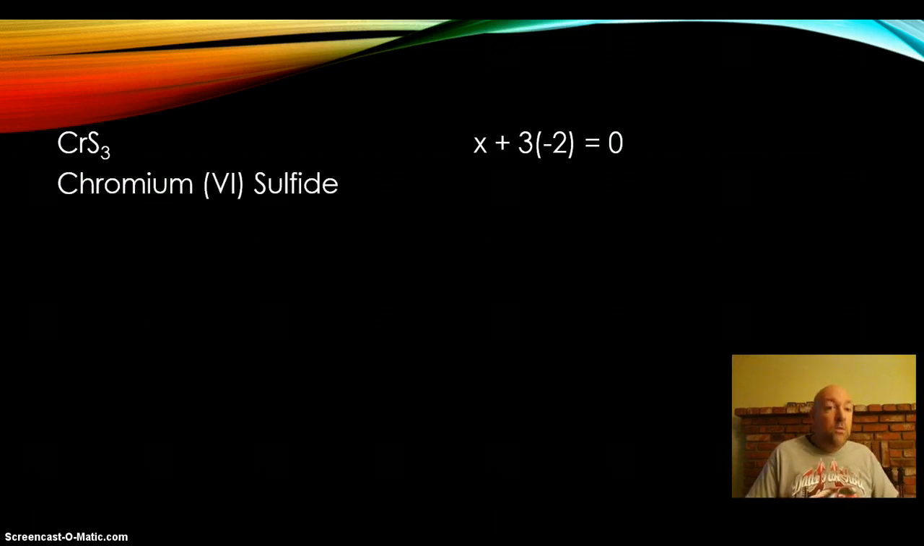And so what do I do? I name it chromium. The metal gets its full name, and then whatever the oxidation number of the metal is, I put that in the middle. And so I use the Roman numeral 6. And then sulfide, the non-metal, you drop the ending, add IDE. So that's how you name an ionic bond with multiple oxidation states, where a metal has multiple oxidation numbers.